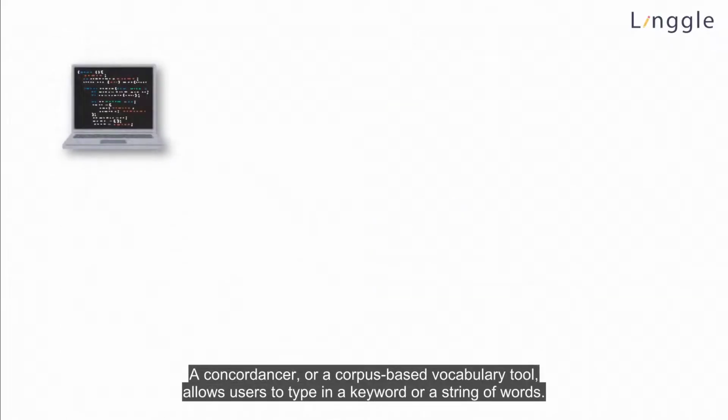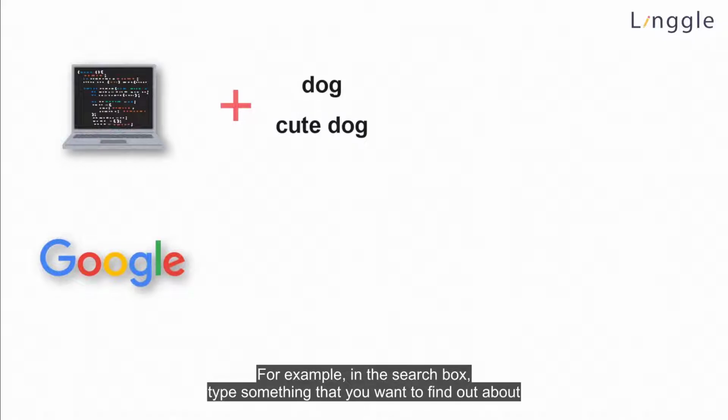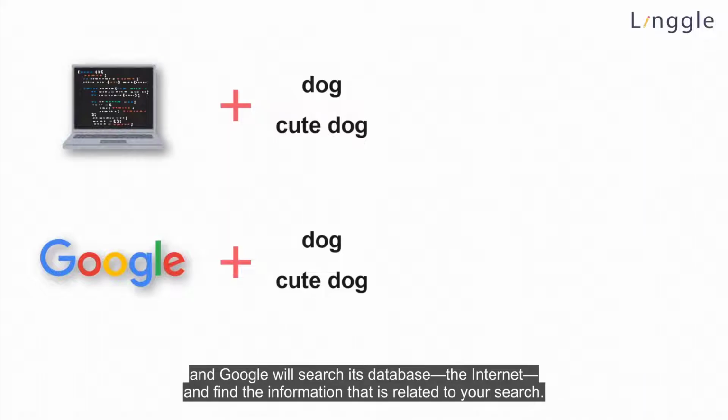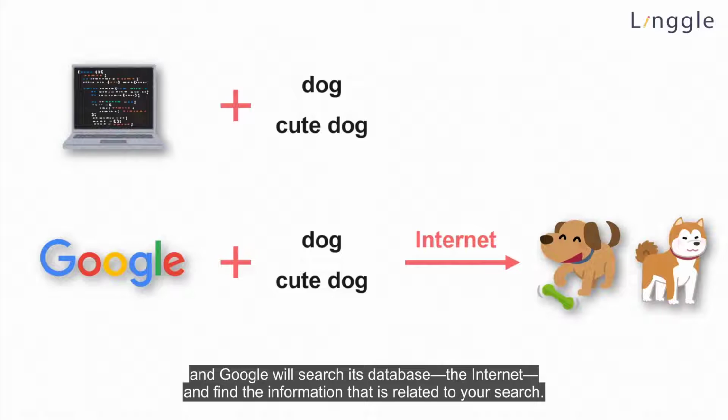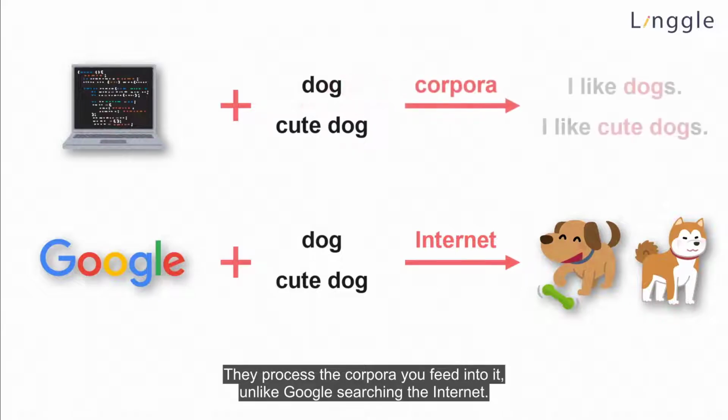A concordancer, or a corpus-based vocabulary tool, allows users to type in a keyword or a string of words. It works like the Google search engine. For example, in a search box, type something that you want to find about, and Google will search its database, the internet, and find the information that is related to your search. Corpus-based vocabulary tools do the same thing. They process the corpora you feed into it, unlike Google searching the internet.